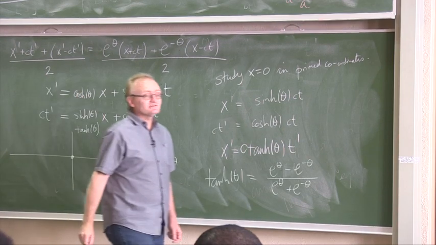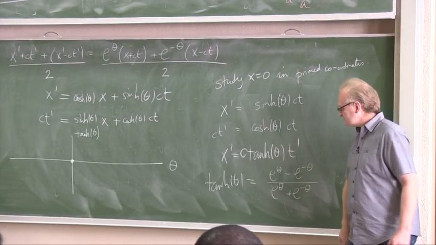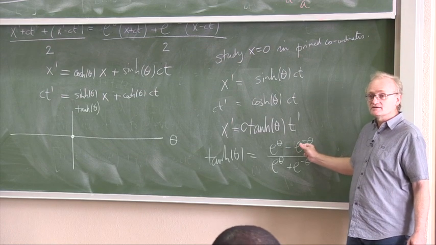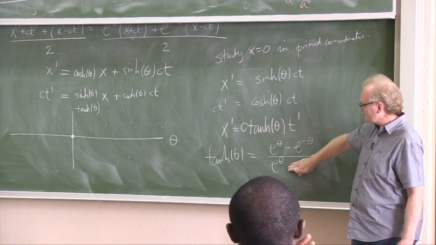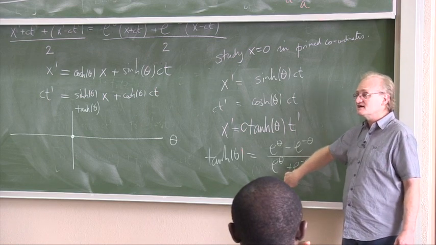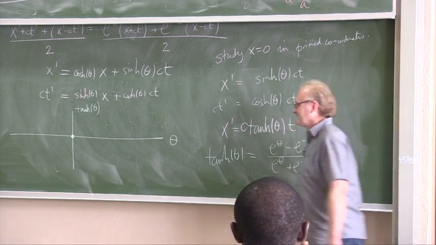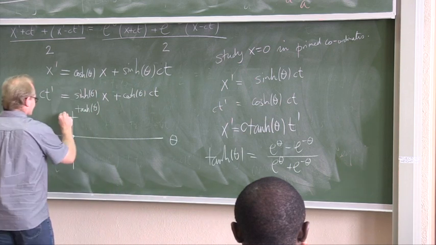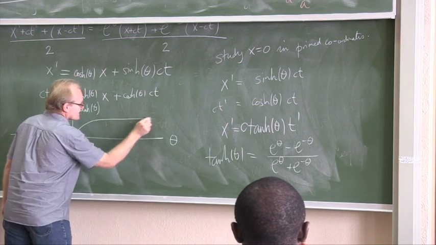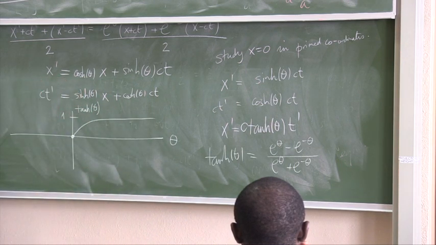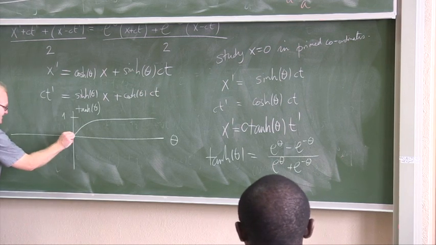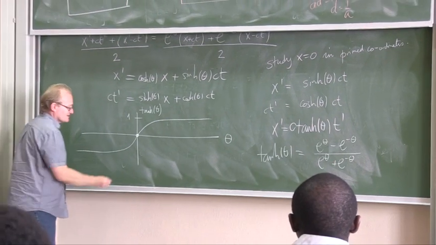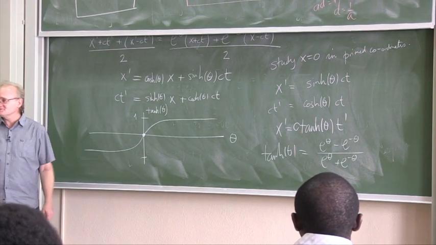When theta goes to infinity, what can you tell me about e to the minus theta? Goes to 0. So that term goes away, that term goes away. We get e to the theta over e to the theta, so 1. And when theta goes to minus infinity? Good. William, what's the asymptote?